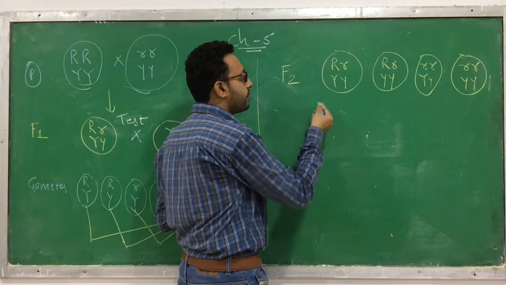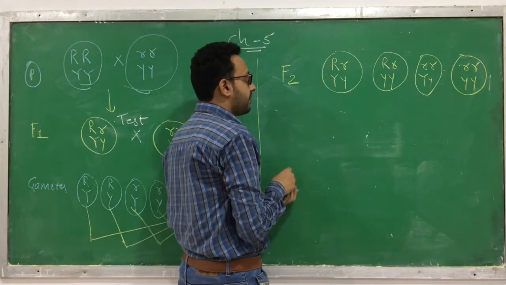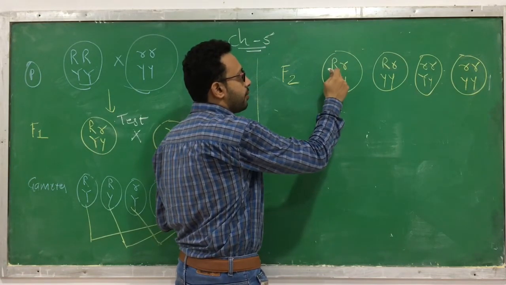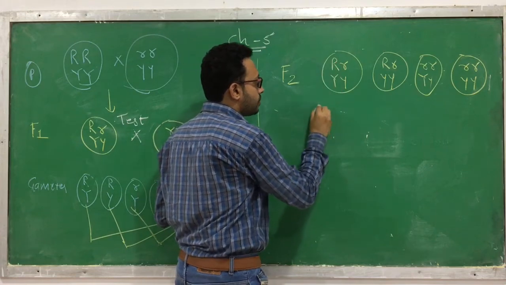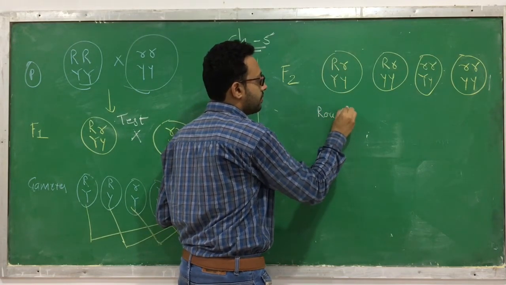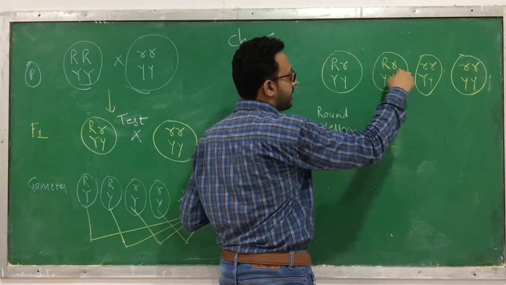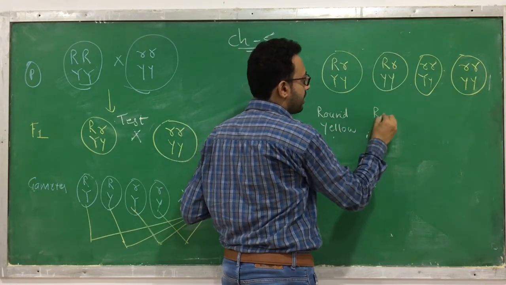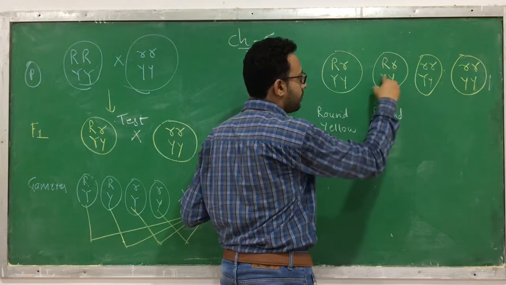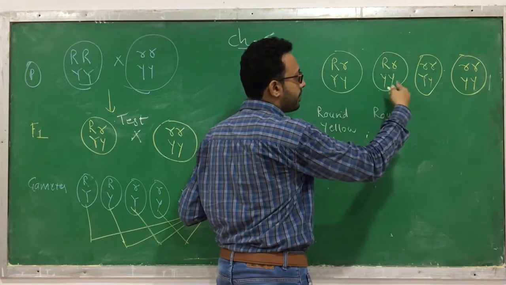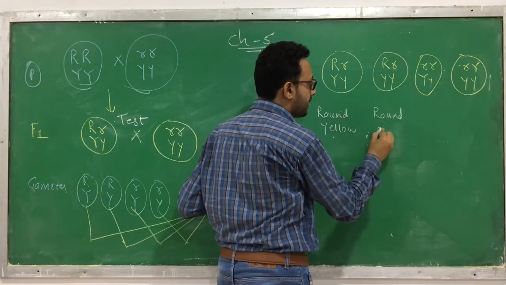Now let's look at the phenotype. What is the phenotypic characteristic of it? This is the dominant one, so obviously dominant will express. So this is round and this is yellow. Here in this, the dominant is round, so round will express, and this one has no dominant, so the recessive will express. So that is round and green.